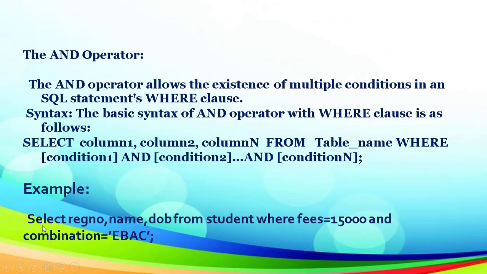For example, when you see this statement, that is select register number, name, date of birth from student table where fees is equal to 15,000 and combination is EBSC. It will select the data based on these two conditions. Both conditions have to be satisfied, and it will display the register number, name and date of birth of the students who satisfy both the conditions. Then the data will be displayed based on this condition.